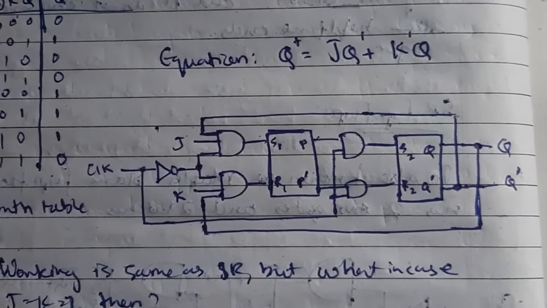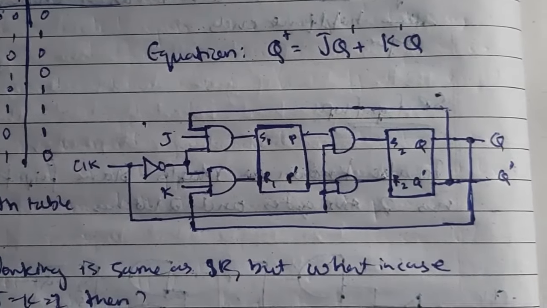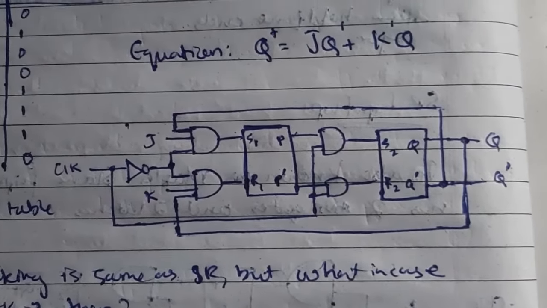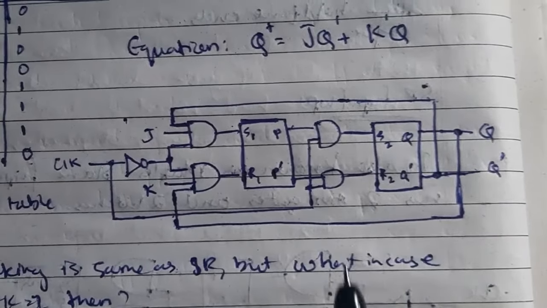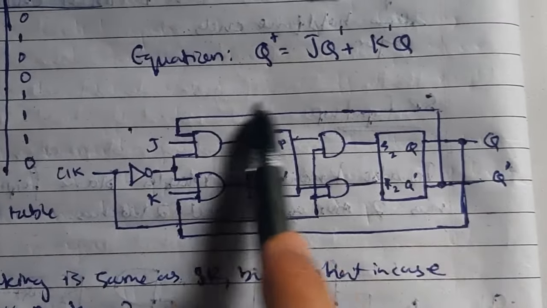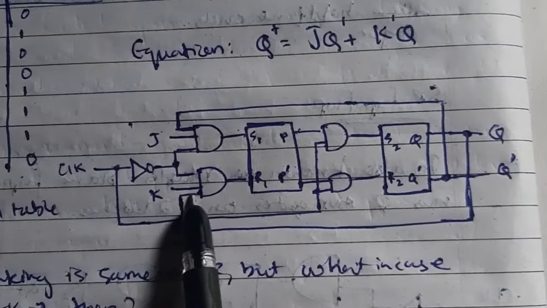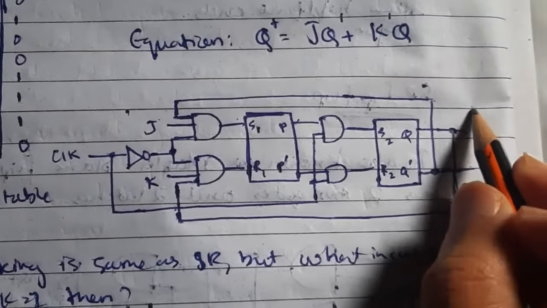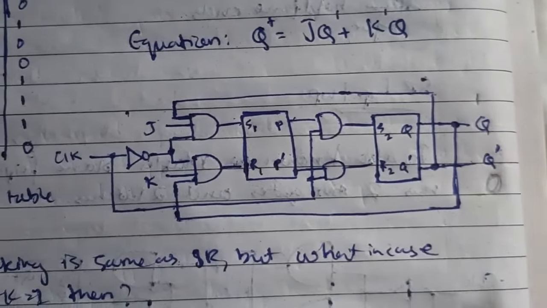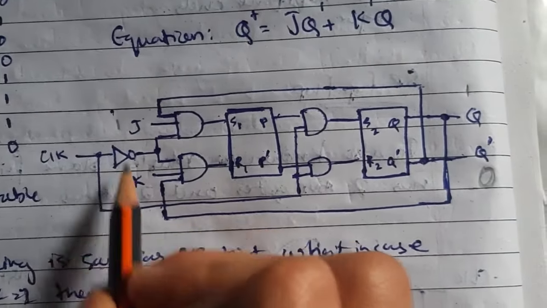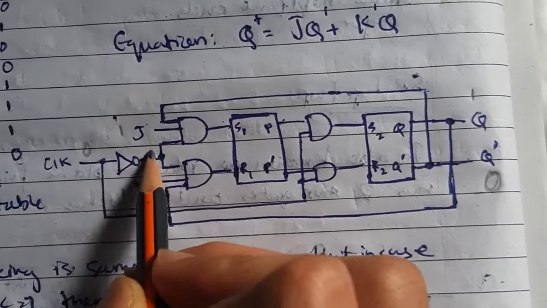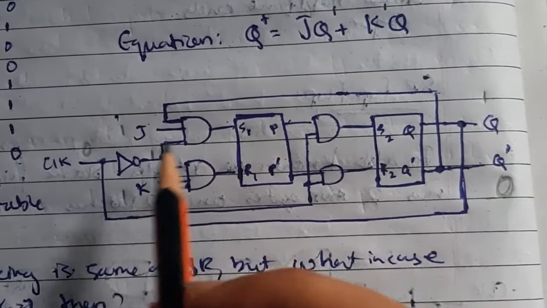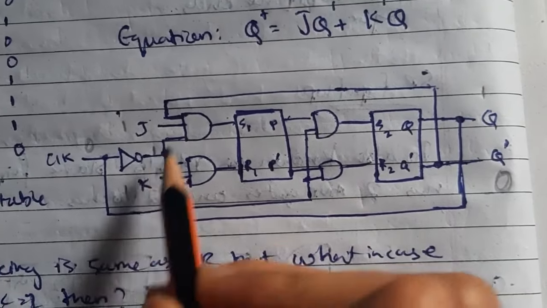The SR flip flop had one disadvantage: S and R can't both be 1 at the same time. That is resolved by this JK flip flop. Everything is the same as SR, the only difference is this one connection here is connected to J, and this connection is connected to K. Now suppose Q is 1, Q bar is 0, J and K are 1, and the clock is 0, so this will be 1. Meaning both are working. Now when J and K both are 1, what will happen?